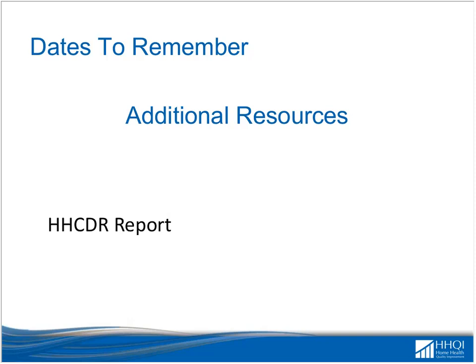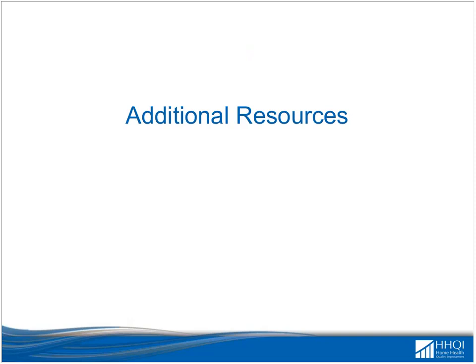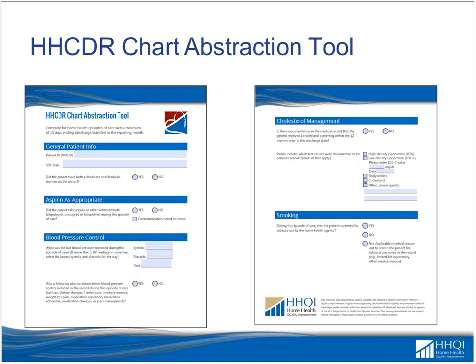Now, a couple different resources that I wanted to share with you at this time that may help you. Absolutely don't feel obligated, but if they will help, I wanted to make sure you were aware of them. The first is called the HHCDR Chart Abstraction Tool. Now, this is a PDF, and it is in electronic format currently. You can print it off. You can enter your information electronically. You can do with it as you will. It's simply a chart abstraction tool.